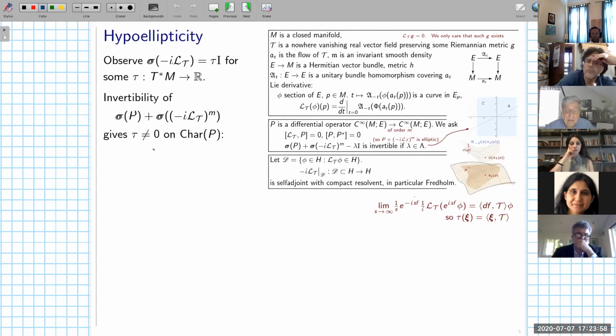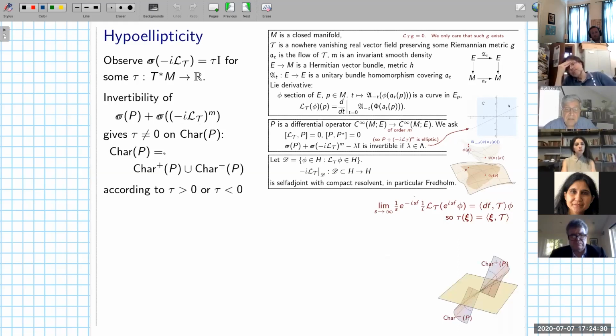So the characteristic variety splits because, suppose that you are at a point of the characteristic variety, at that point the symbol of P is not invertible by definition. And suppose that at that point tau is equal to zero, then what you get is just the principal symbol of P. That's what this expression becomes. And then it's not invertible, okay? So you don't have ellipticity there.